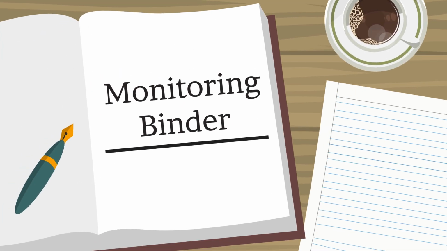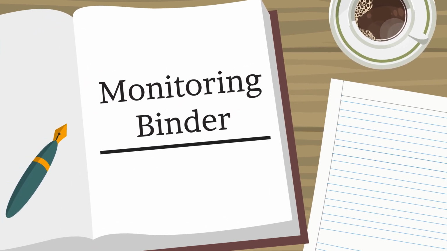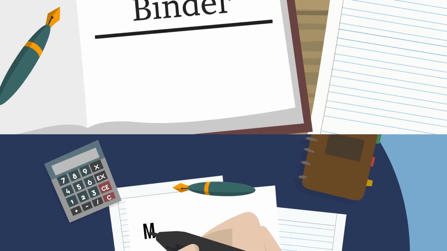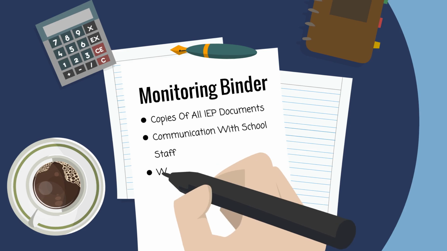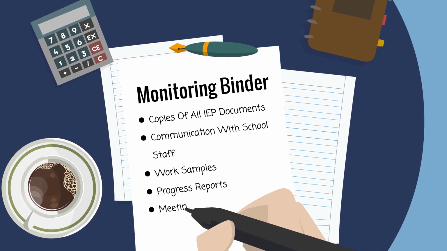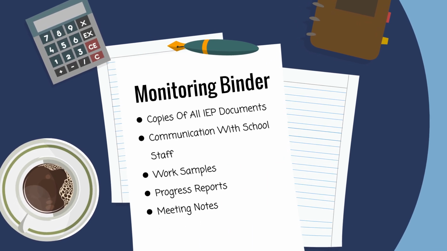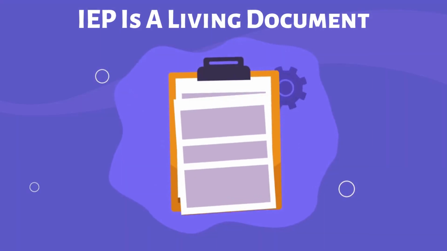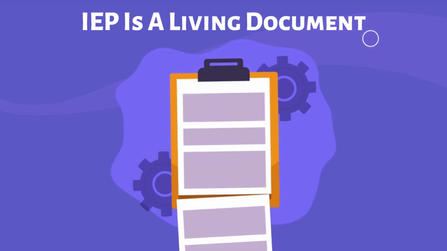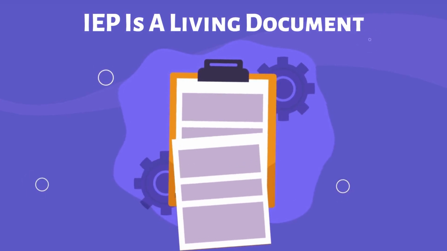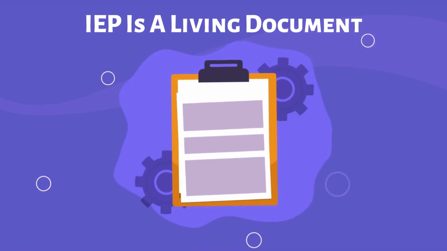Here's a strategy I recommend. Create a monitoring binder. Include copies of all IEP documents, communication with school staff, work samples, progress reports, meeting notes. Remember, an IEP is a living document. It can and should be amended if it's not working. Don't wait for the annual review if you see issues.